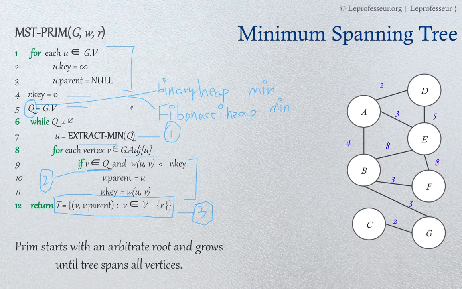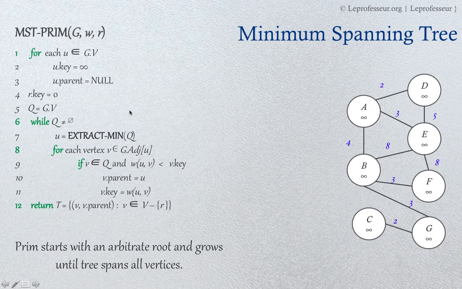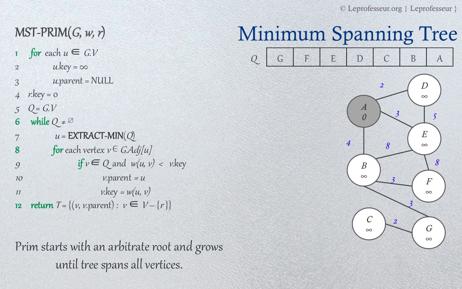So now let's see how this algorithm unfolds on our example. Good. So initially, we initialize the graph, put all nodes at key value infinity or a very high value, and we arbitrarily select a root node. Let's say A is the root, and we change its key value to 0, and we put all the vertices in our queue, right?